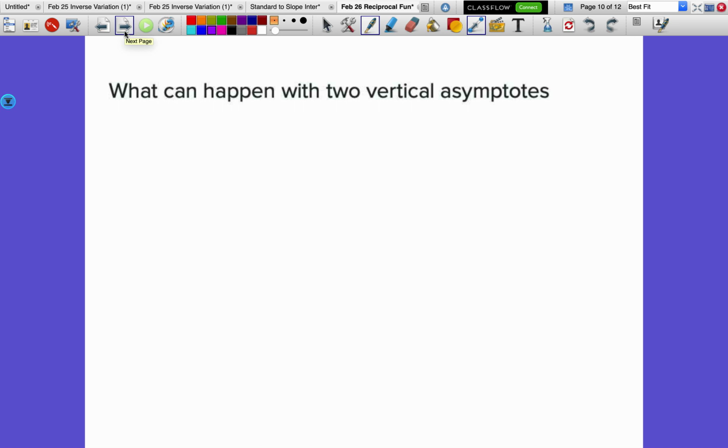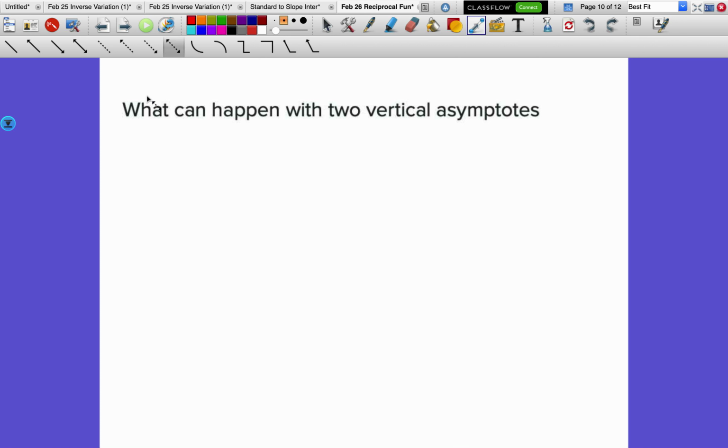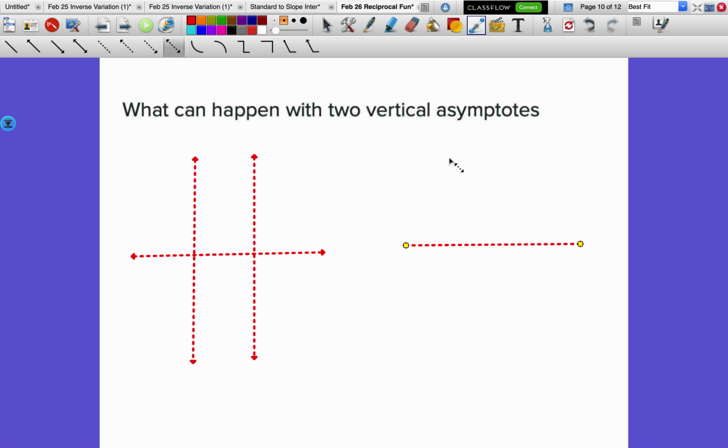All right, so it is possible to create a graph that's going to have 2 vertical asymptotes and also have a horizontal asymptote. So what's going to happen there? So let's put in a horizontal asymptote and 2 vertical asymptotes. Let's do this twice because there's 2 different ways that this can happen.